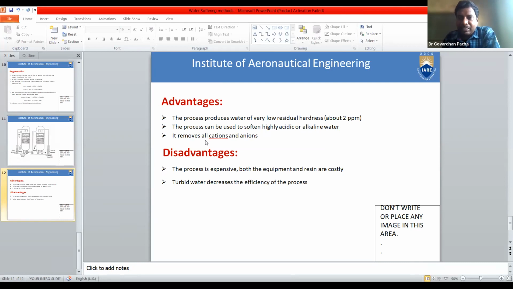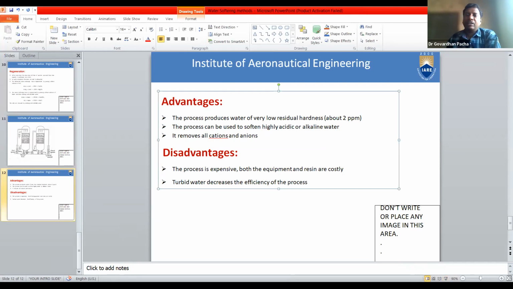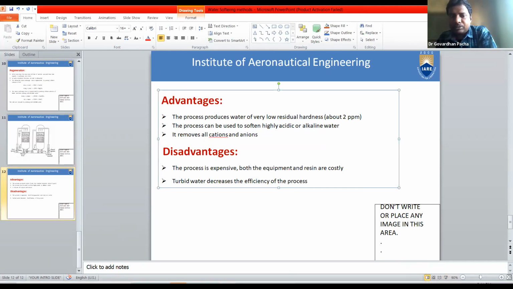So the advantage is that it removes both cations and anions. Now we see the disadvantages of the ion exchange process. The process is expensive because it contains both cation exchange agents and anion exchange agents.